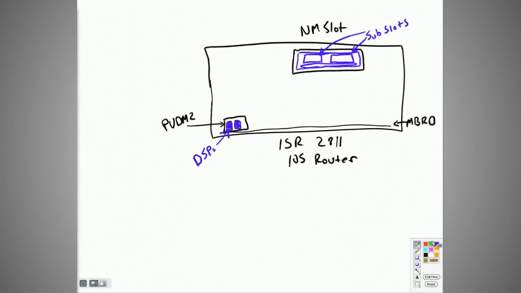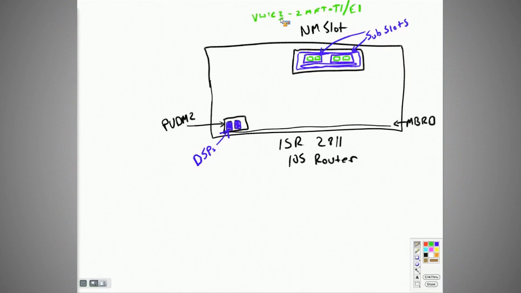And then within the subslots, we can, of course, add individual cards that have ports, like possibly a VWIC 2-2MFT-T1-E1. And we'll talk more about those tomorrow.